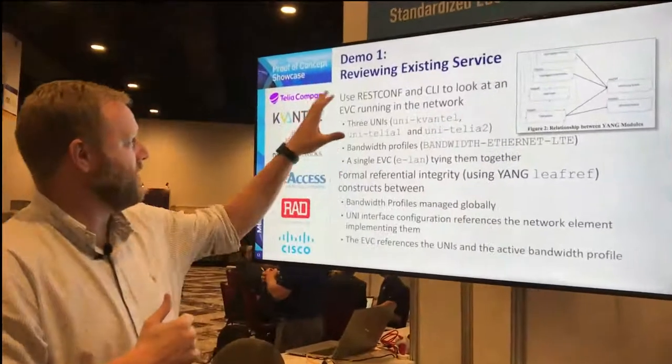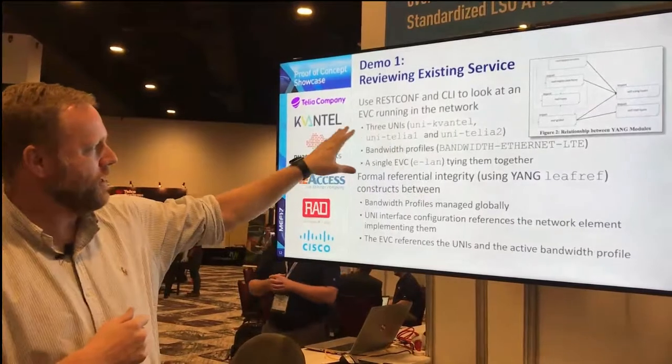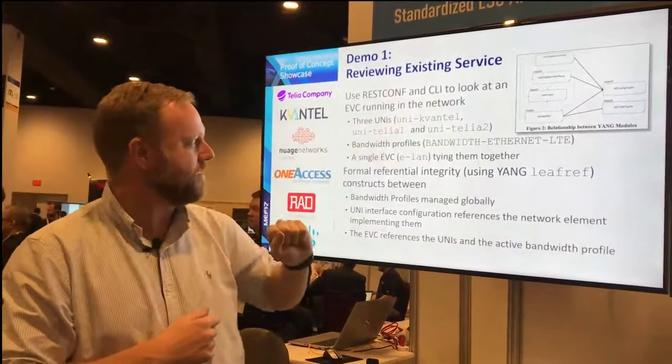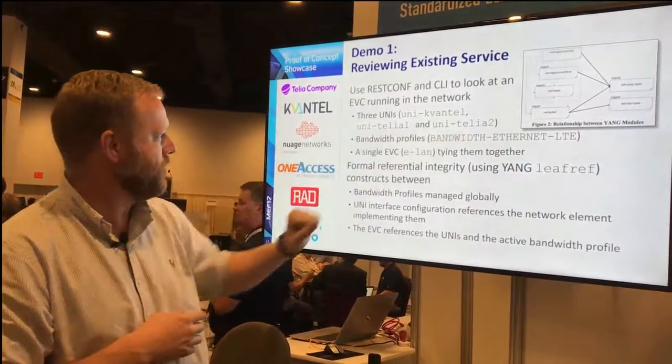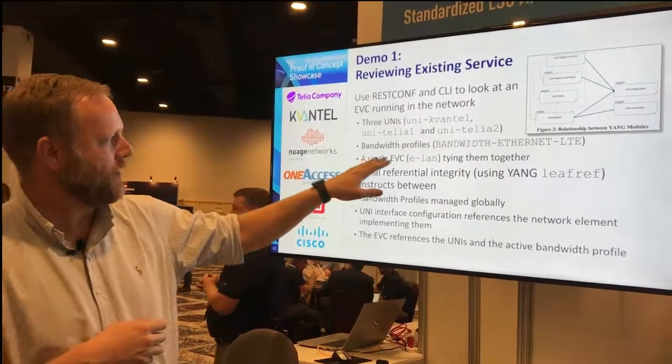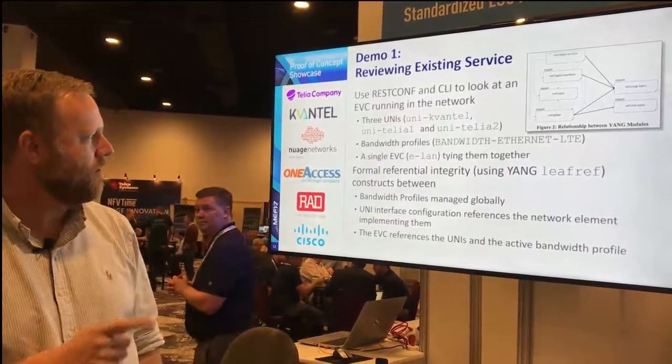So before we head into it, I just wanted to show you that we're going to use RESTconf and CLI. We're going to have 3 unis. One is the uni Kvantel, that's located in the Kvantel network. We have 2 unis in Telia 1 and 2. We have a bandwidth profile called Bandwidth Ethernet LTE, and a single EVC for this demo called ELAN.